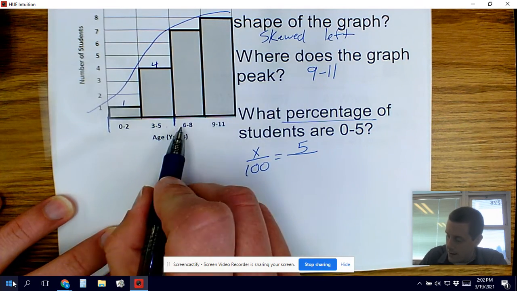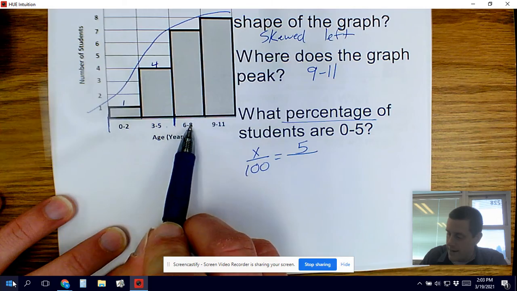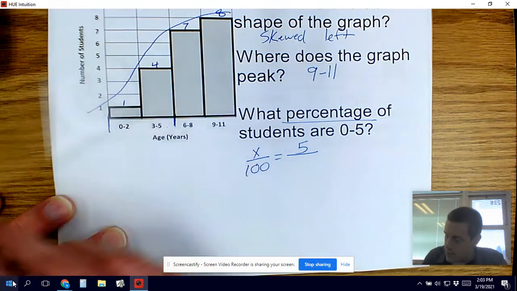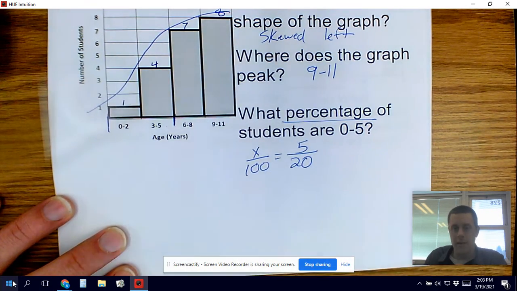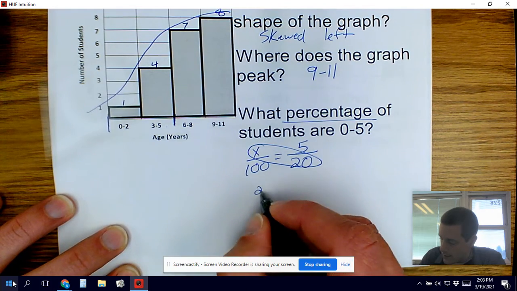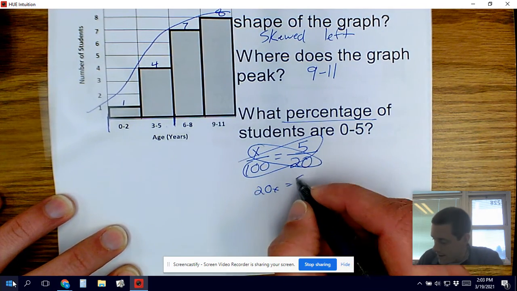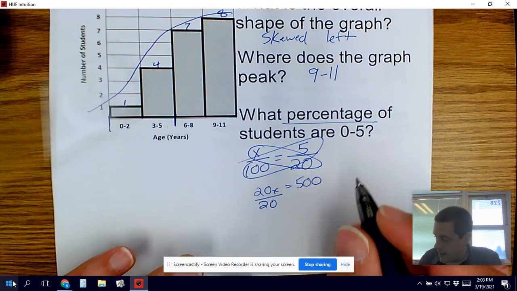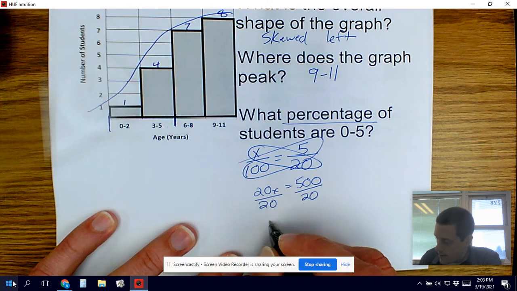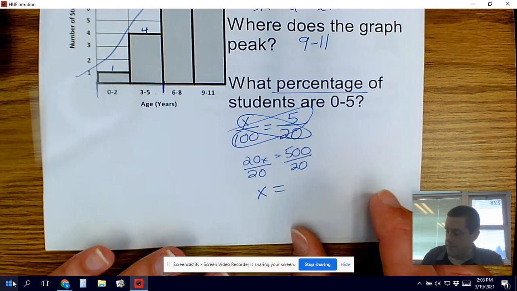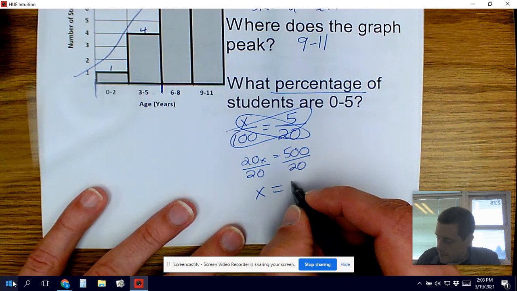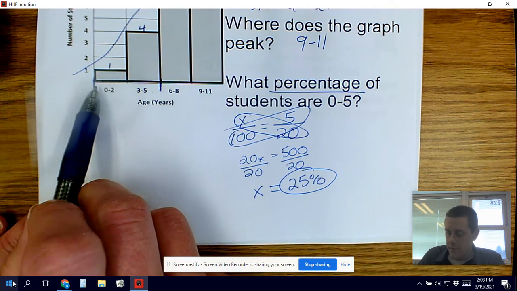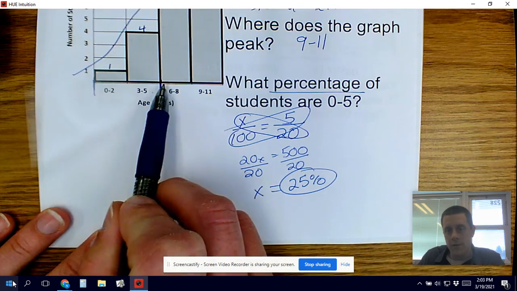And now I need total students represented in this histogram. 6 to 8 had a frequency of 7, and 9 to 11 had a frequency of 8. So 8 plus 7 plus 4 plus 1, that is a total of 20. Now solving for x, x times 20 is 20x. 100 times 5 is 500. Divide both sides of the equation by 20. We get x equals 25%. So 25% of the class are ages 0 to 5.